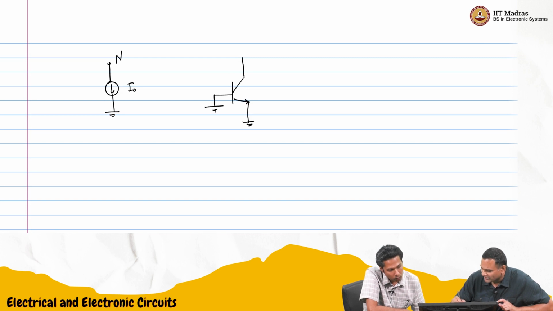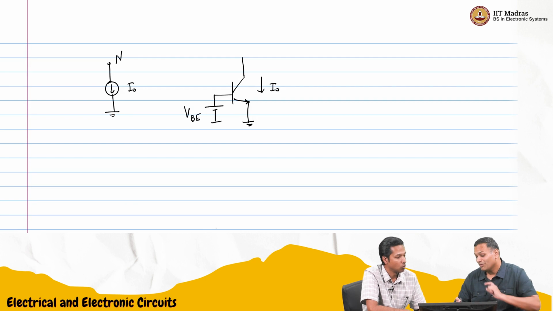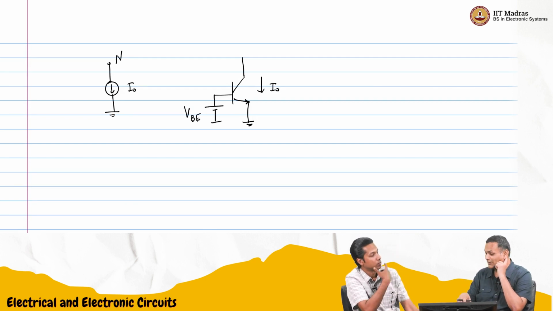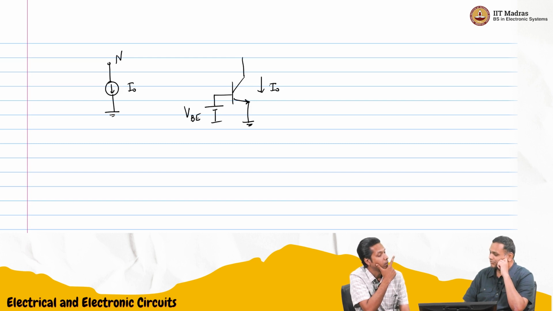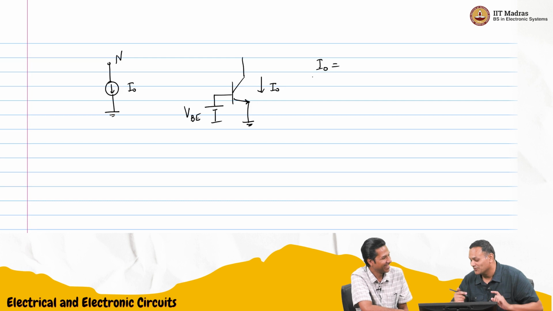That is what I was also thinking. So if I were to take this and give some VBE, then I can get I naught. Only problem is I don't know what VBE to give. I have to find out the characteristics of the transistor. Because this I naught means we may need some current to start with.